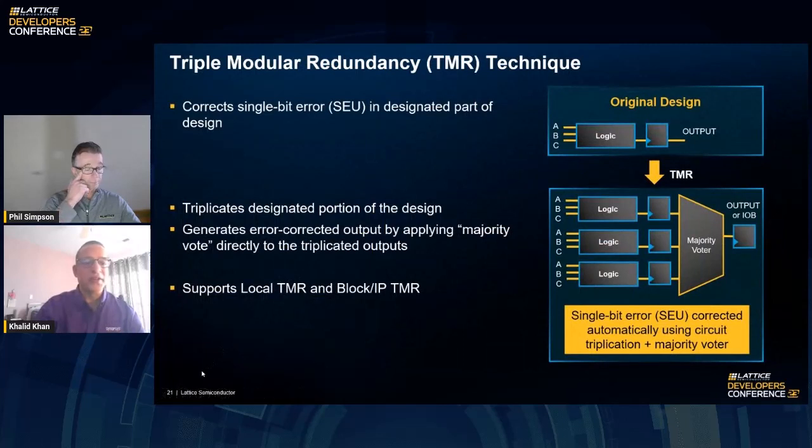Triple module redundancy, or TMR, techniques. Simplify provides the ability to triplicate selected design logic to reduce the probability of any single point of failure. It provides the ability to self-correct any single event upset or single bit errors by auto-inserting majority voter logic at the output of TMR logic, and generating error-corrected outputs with majority voter logic. Simplify provides several TMR features, such as local TMR, block-level TMR, distributed TMR, and netlist-level TMR.